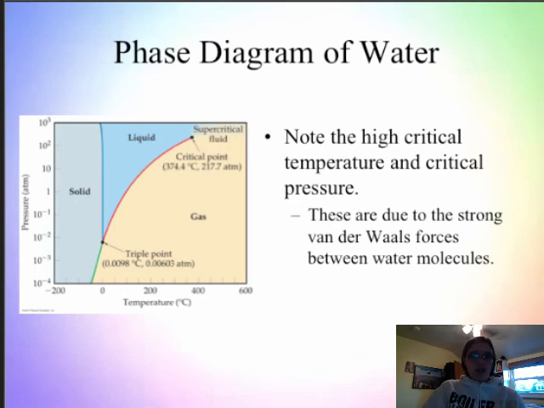With water, the phase diagram of water is unique. Notice first the high critical temperature and critical pressure. So the critical point right here. Notice how high it is. This is because water has very strong intermolecular forces. It has dispersion, which exists in everything. It has dipole-dipole because it's polar, but it also will hydrogen bond to attract water molecules because we have H and O. So notice how high this critical point is.